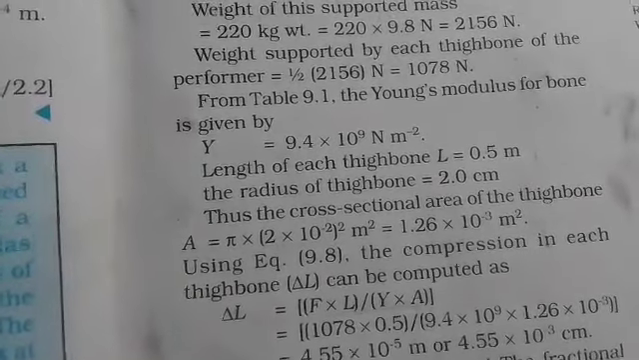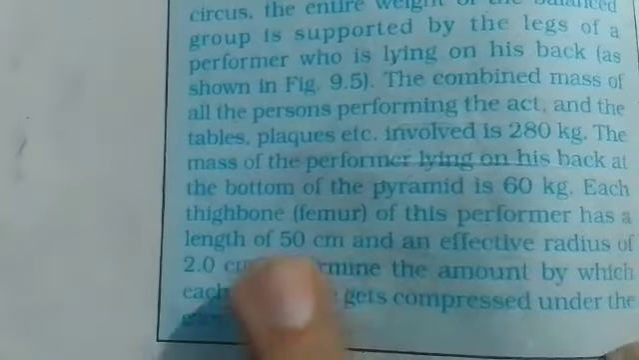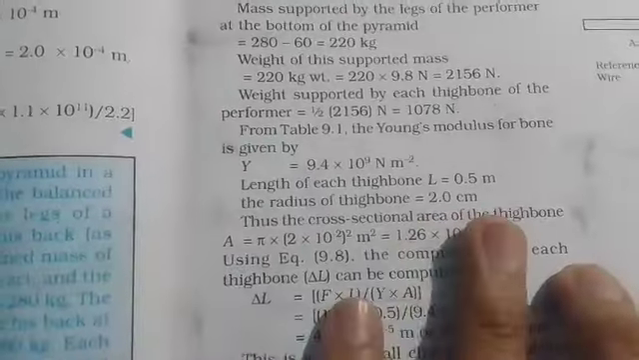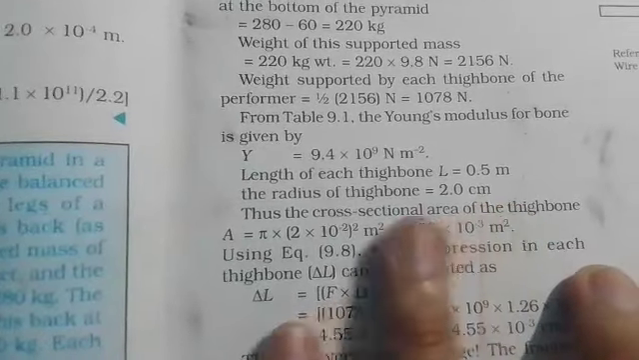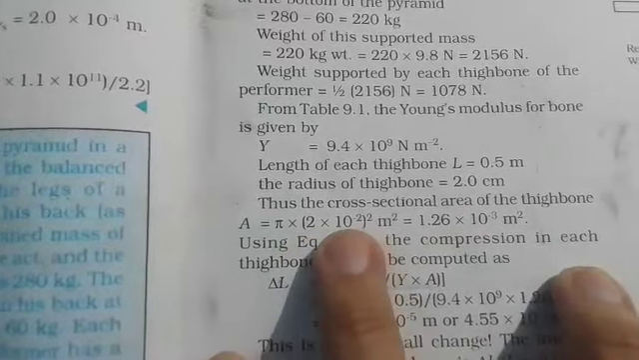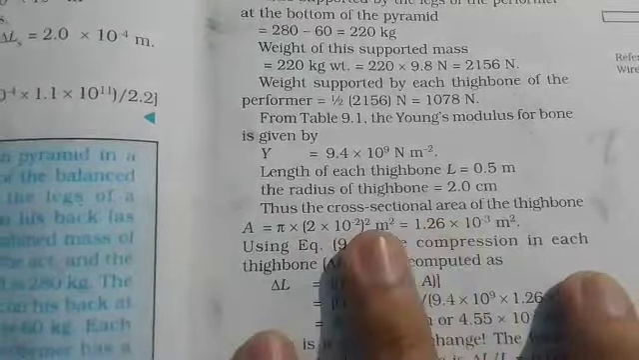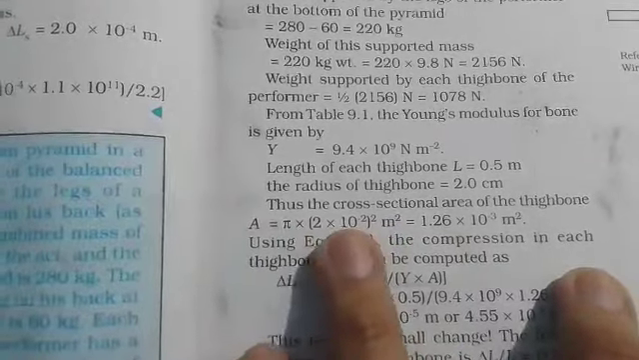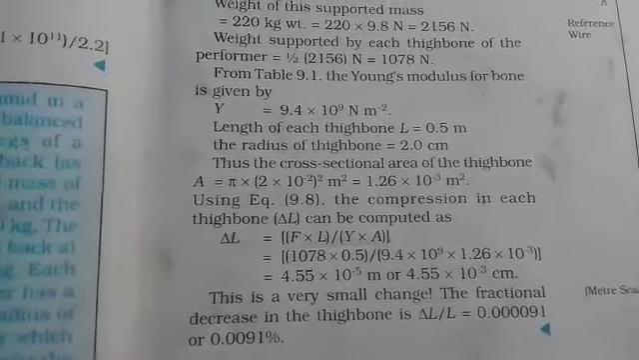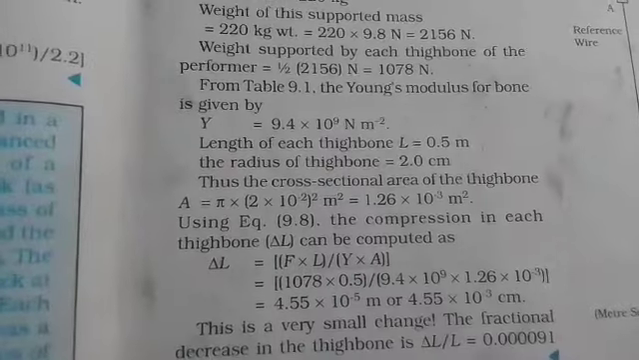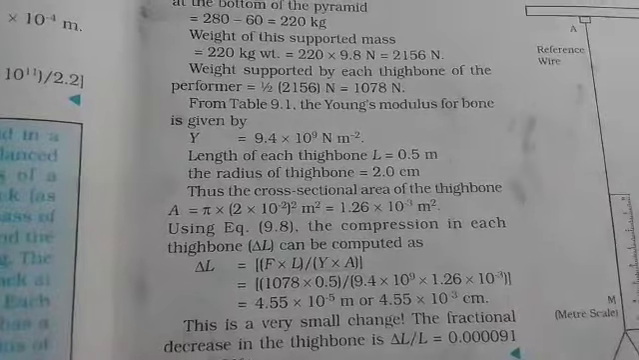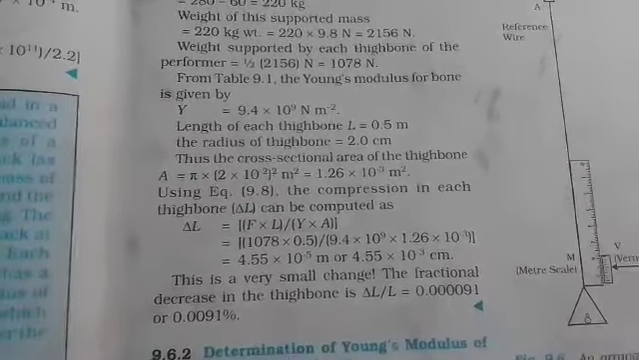The length of each thigh bone is given to be 0.5 meter, 50 centimeter it is given. The radius of the thigh bone is given to be 2 centimeter, so it will be 2 into 10 to the power minus 2 meter. The area can be obtained by pi r square. With the area and radius given, you can easily find del L by using this formula, and apply it to obtain the value of del L.